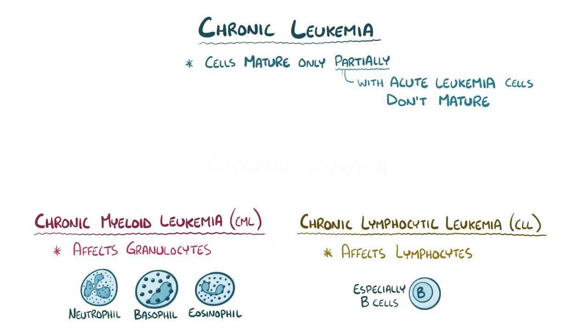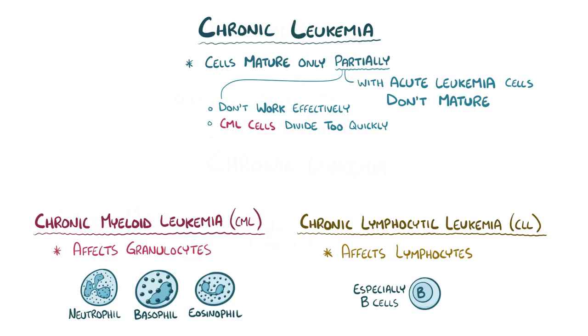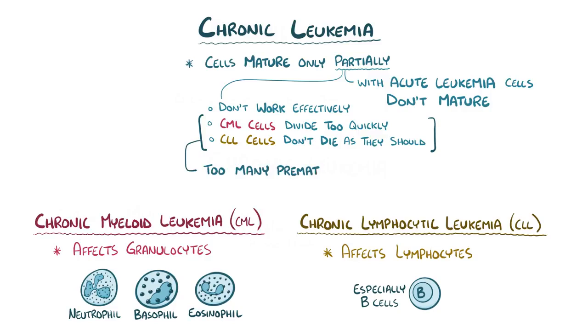As a result, these abnormal, premature leukocytes don't work effectively, which weakens the immune system. In addition, the chromosomal changes alter the cell's normal cell cycle. As a result, in CML, the cells start to divide way too quickly, and in CLL, the cells don't die when they should. And in both situations, we're left with way too many of these premature cells.